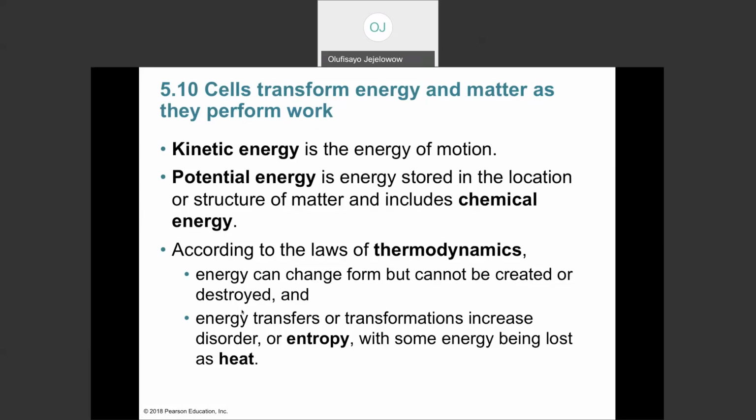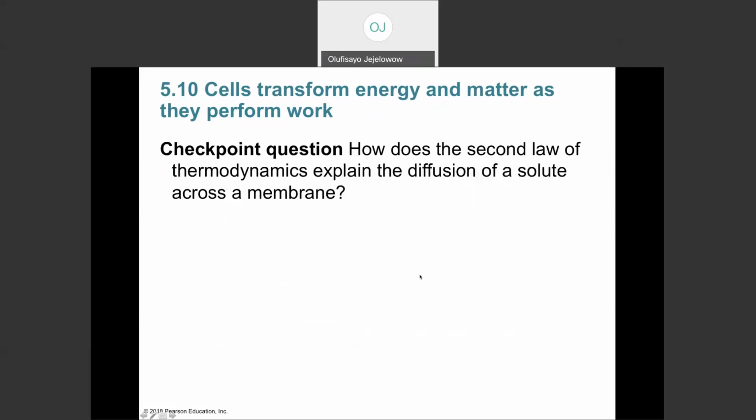When you are running, your body temperature goes up, you perspire more, because some of the energy that you are transferring from your food to the kinetic energy of motion that you are running is being converted to heat, warming you up. Whatever energy becomes disordered, becomes heat, is referred to as entropy. It's released to the environment and will not be back in any orderly form that we can utilize to do work. Checkpoint question: how does the second law of thermodynamics explain the diffusion of a solid across a membrane?